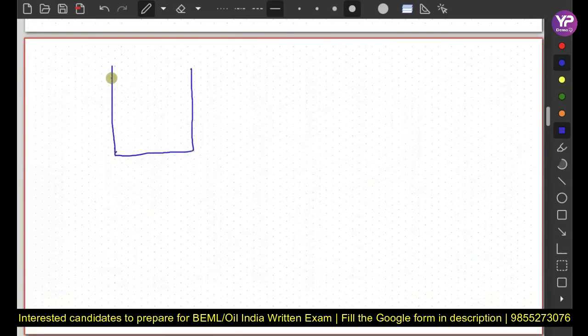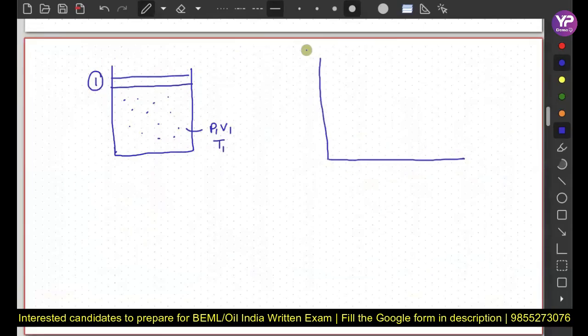Let us suppose you have a cylinder. Here we have a cylinder, and the slider is maintained at position number 1. Now you can see here we have some air, or some fluid, which has properties P1, V1 and T1. If I show it on a pressure-volume curve, you locate this as point number 1 here.